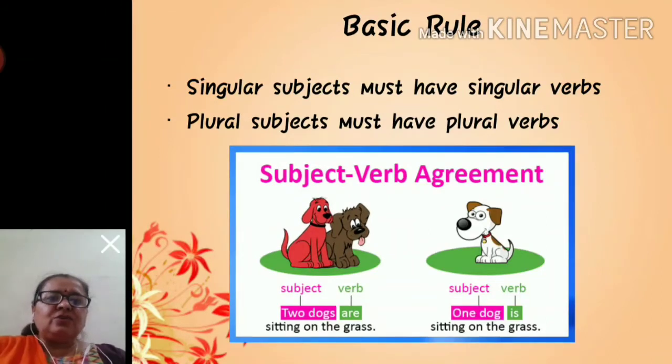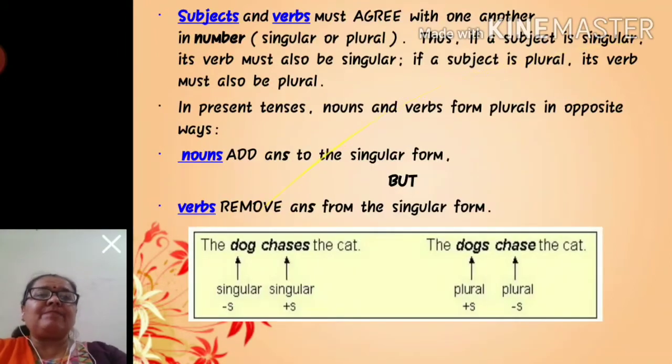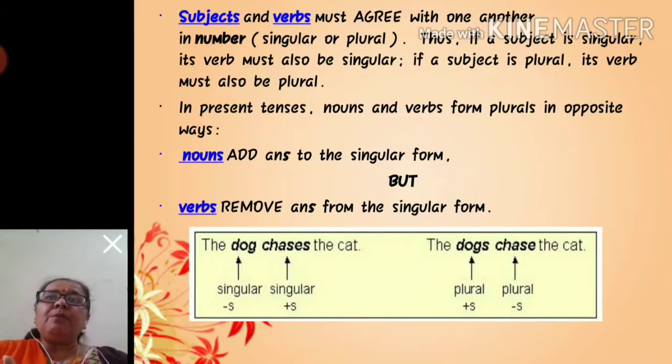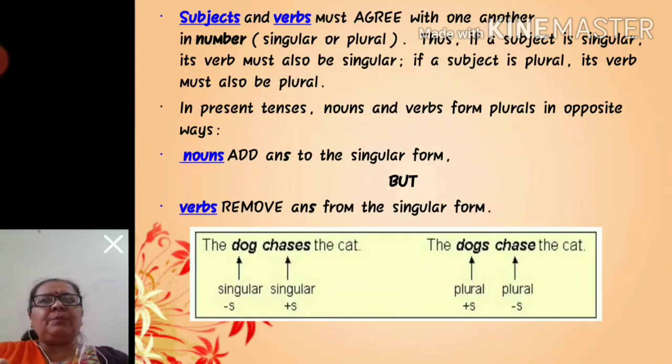While in the next, you can see that there is one subject, that means one dog. So it is taking the singular verb, that is sitting on the grass. Now in the next, we see subjects and verbs. They should always agree with one another in number, which means in singular or plural. Thus, if a subject is singular, then the verb also has to be singular. If the subject is plural, then the verb also has to be plural.